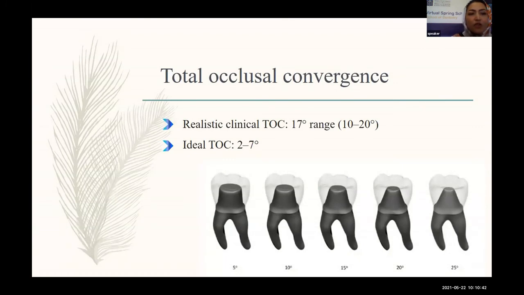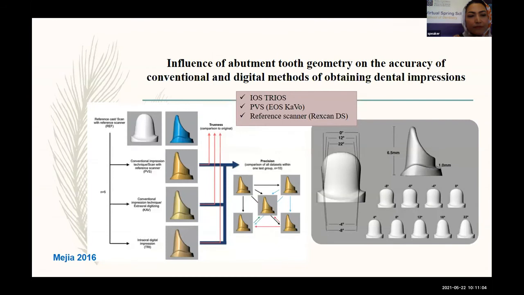Okay, realistic clinical total occlusal convergence compared to the ideal one can apply both for conventional restorations and CAD/CAM restorations. Studies assessing preparation total occlusal convergence in daily practice reported mean values between 18 to 23 degrees. This survey shows that the intraoral scanner is more accurate than polyvinyl siloxane scan or stone scan in recording the total occlusal convergence, especially when we approach 0 degrees.